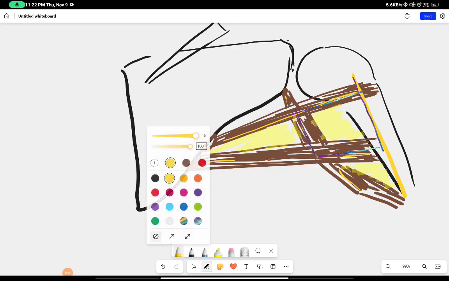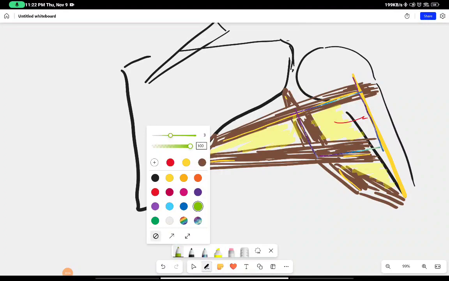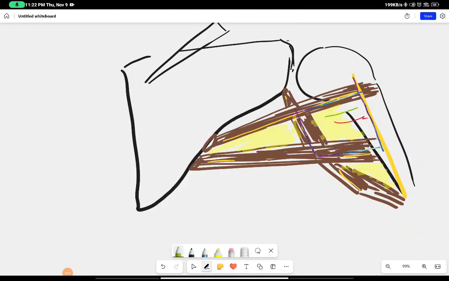Now what is the content of this upper quadrangular space? We can see a nerve winding around the surgical neck of the humerus. This is the axillary nerve, and the posterior circumflex humeral artery and vessels. These are branches of the third part of the axillary artery. So these are the contents of the upper quadrangular space.